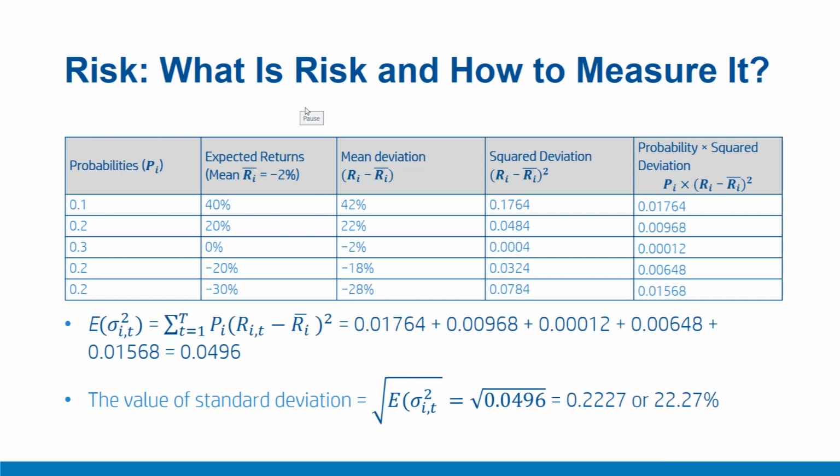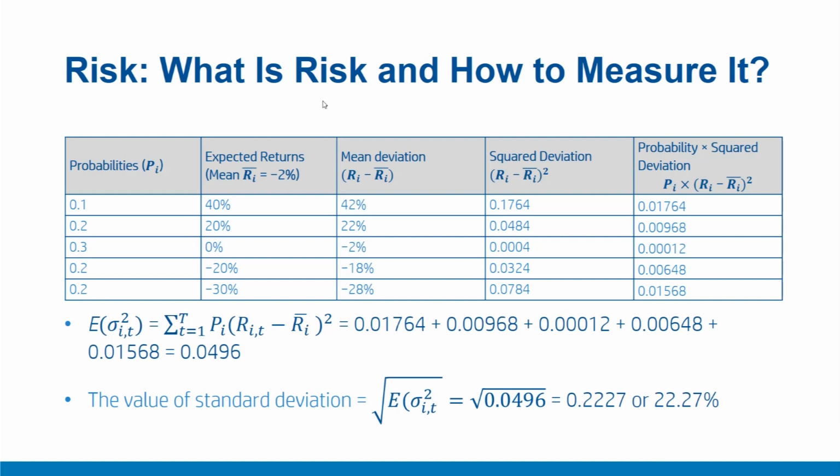First, we'll compute mean deviations, that is Ri minus Ri bar, which is, for example, 40% minus (minus 2%), which is 42%, and so on up till minus 30% minus (minus 2%), which is minus 28%. So we have mean deviations. Now we need to square them. Each of these mean deviations will be squared, that is (Ri minus Ri bar) raised to the power 2 will be computed. Then we'll multiply them with corresponding probabilities. For example, 0.1764 into 0.1, which gives us 0.01764, which is nothing but Pi into (Ri minus Ri bar) raised to the power 2. So on and so forth.